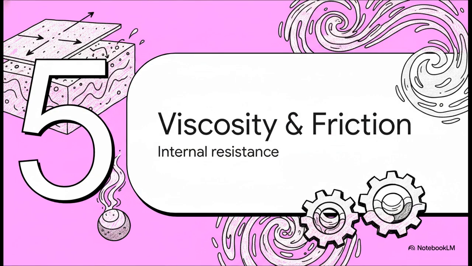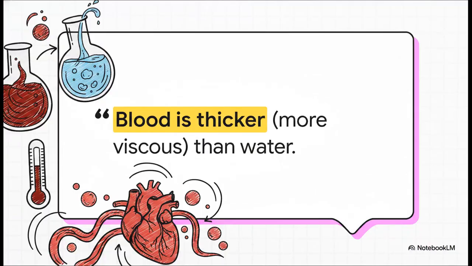Section 5. Viscosity and fluid friction. Internal resistance. Now let's slow things down a bit. Viscosity is basically the friction that occurs within the fluid itself as its layers slide past one another. And here is a deeply relatable fact right from the textbook. Blood is visibly thicker or more viscous than water. But what's truly amazing about human biology is that the relative viscosity of your blood, compared to water, remains perfectly constant between 0 degrees Celsius and your normal body temperature of 37 degrees Celsius. It's a remarkable property that makes sure our circulatory system functions smoothly, regardless of normal temperature variations.